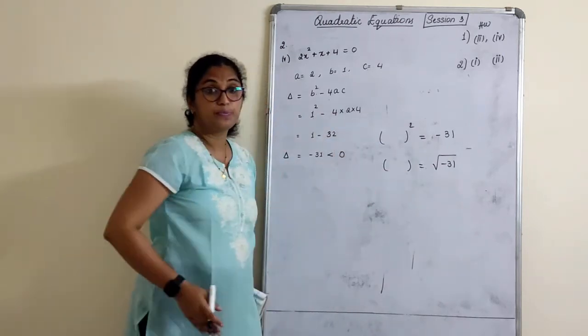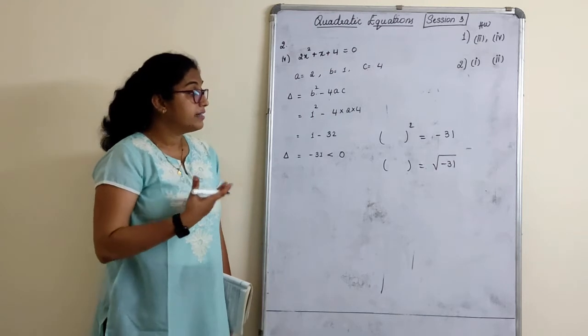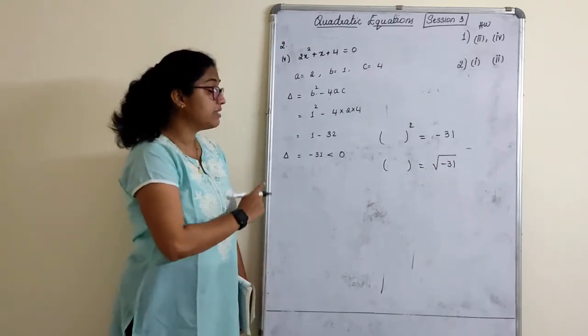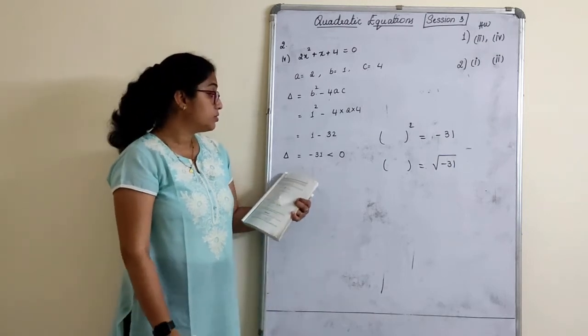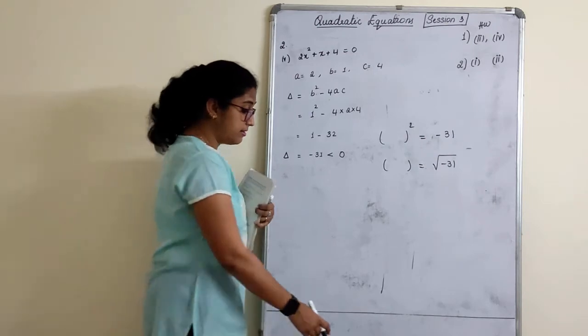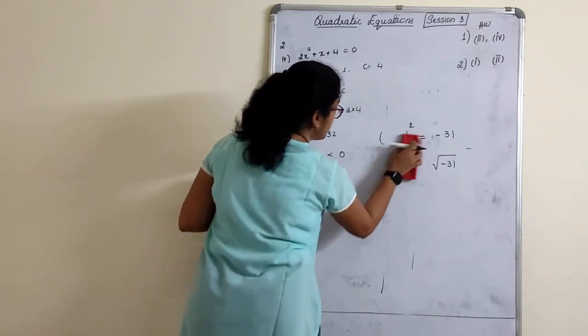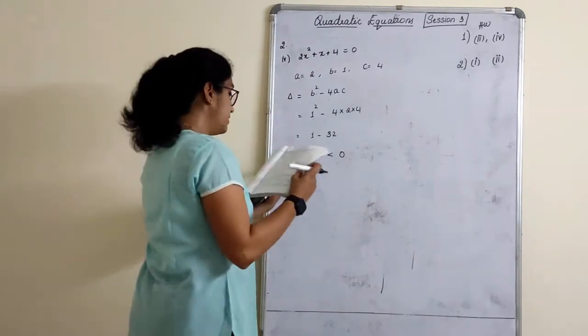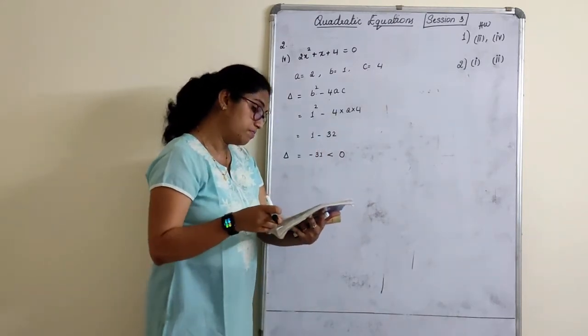Stop here only. After that you need to write: since the discriminant is negative, the roots of the quadratic equation do not exist. That is what we will write. So for that we will write here the same thing that they have given in the equation part also.